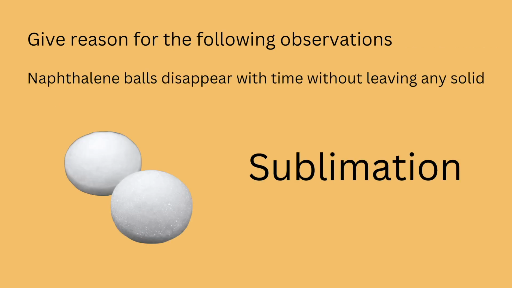Give reason for the following observations. Naphthalene balls disappear with time without leaving any solid. So you know naphthalene balls that we put in our sinks, where we wash our hands. You know that. That is basically used for insect prevention or something like that. So what exactly happens? You never see these naphthalene balls become a liquid or make a mess there.